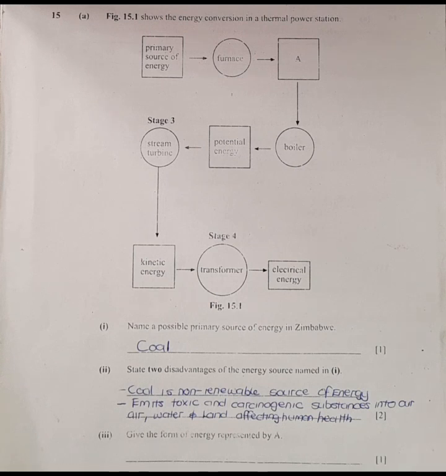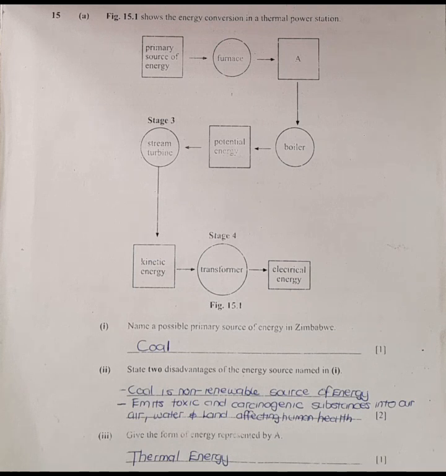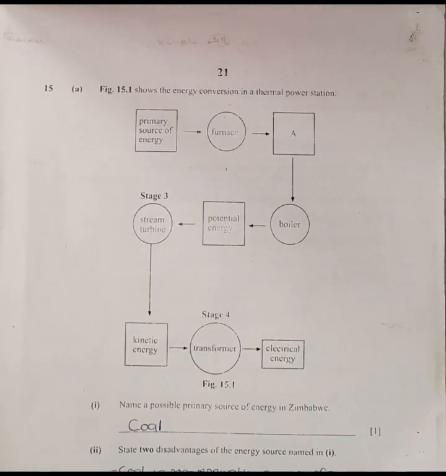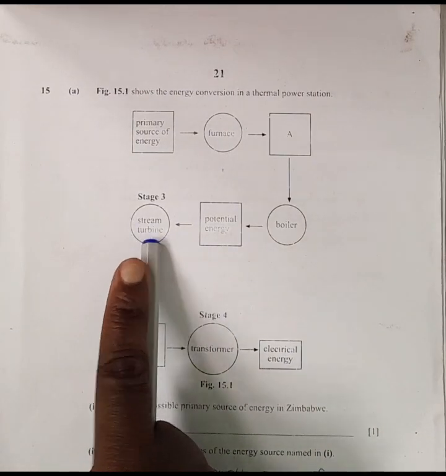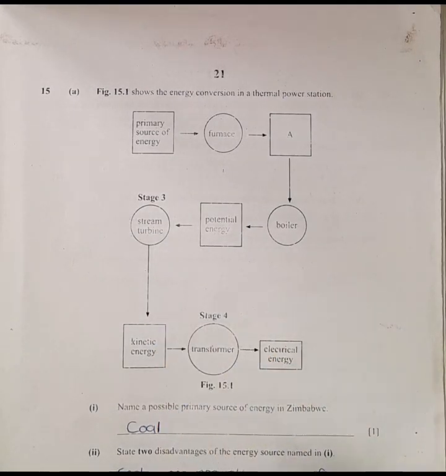And then in part 3, give the form of energy represented by A. It is thermal energy. Thermal energy is also known as heat energy. Let's move on to the next question. Number 15A, part 4. Describe what happens at stage 3 and 4. In stage 3, we are having this steam turbine, and then in stage 4, we are having a transformer. So we are supposed to explain what happens in these 2 stages.